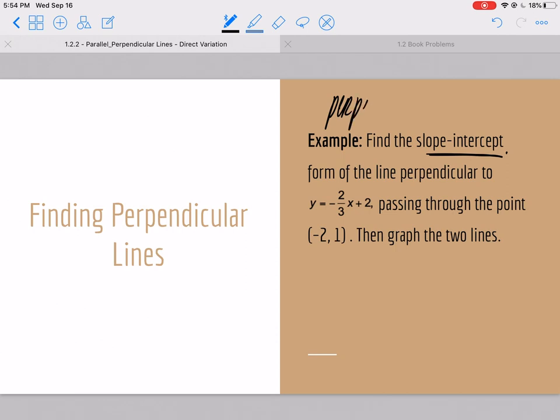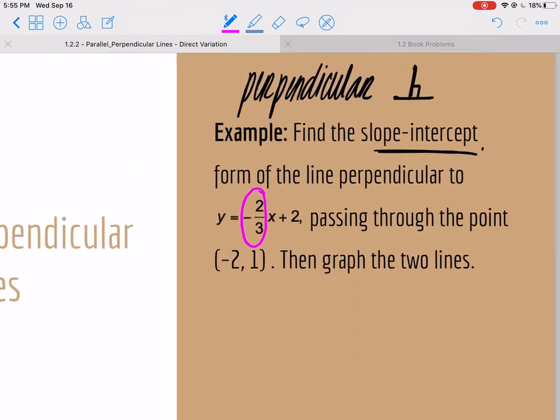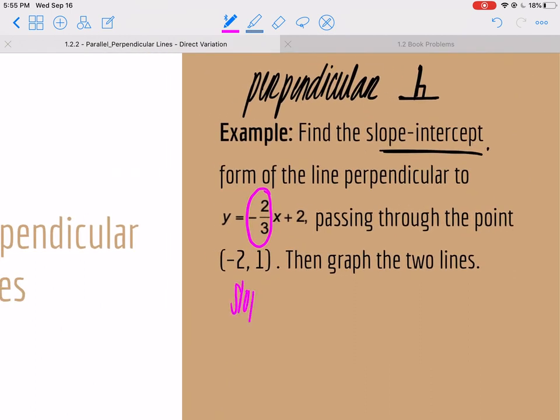Also, side note, the symbol for perpendicular that we can use for shorthand looks like this. It's like a little upside down T just showing they're intersecting, and then you can put that 90-degree little box right there. All right, so the first thing we have to identify is what's the slope. So the slope of the original line is negative 2/3. So then the new slope of the perpendicular line would be the opposite reciprocal.